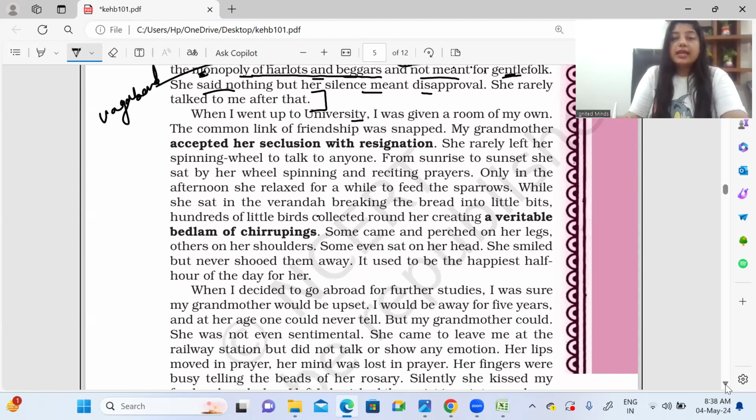When I went up to the university, I was given a room of my own. The common link of friendship was snapped. Snapped means taken away. What was being talked about here? The narrator was still here, was going to school.